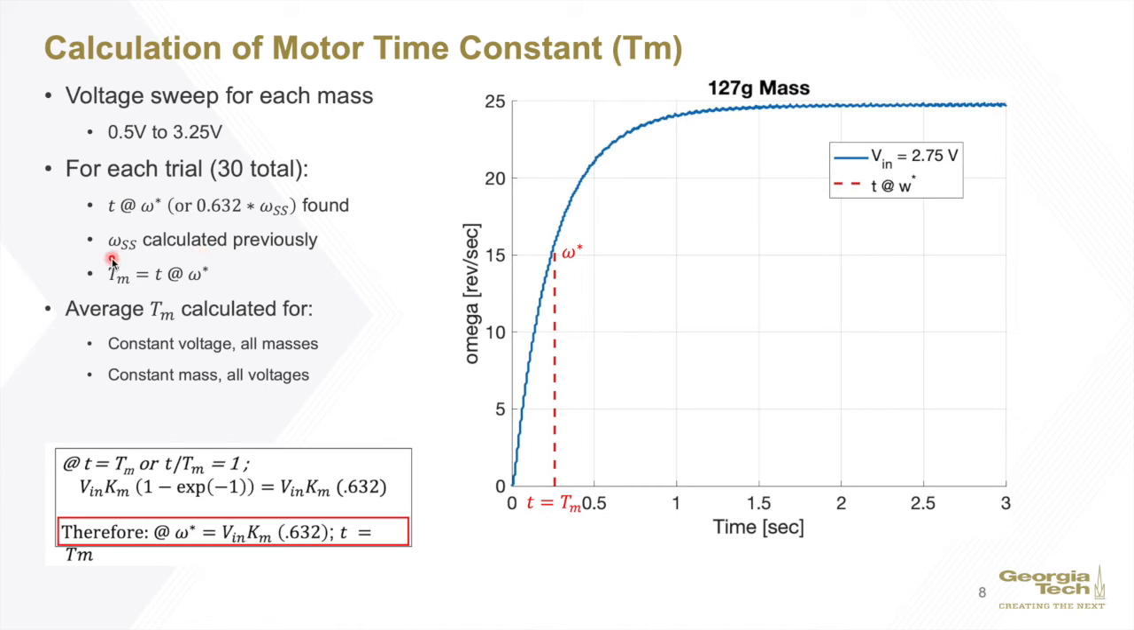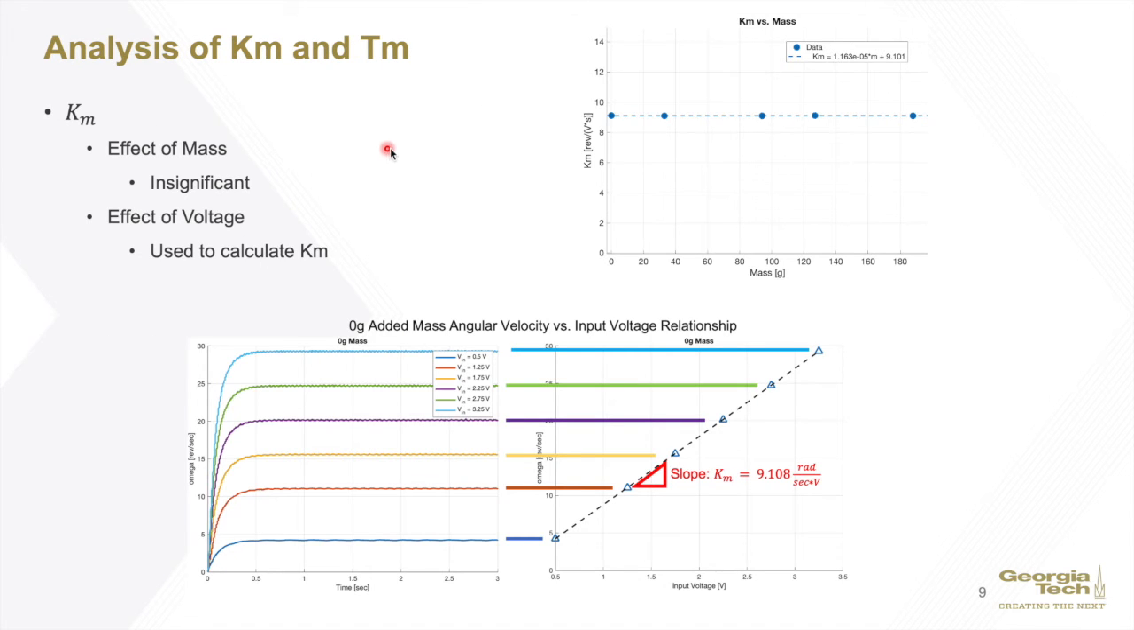We had already determined omega steady state previously, so we just used that value and multiplied it by 0.632 to find omega star. We then determined the average Tm value for constant voltage in all masses and constant mass in all voltages. Using the data gathered previously, we determined the effective mass and the effective voltage on the motor gain and the motor time constant.